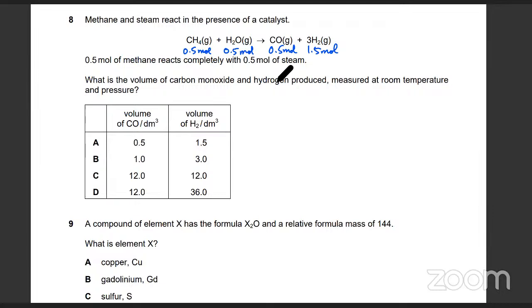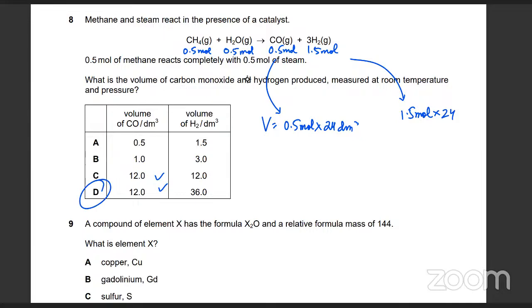So what is the volume of hydrogen produced at room temperature? How do you find the volume? What is the formula? Volume is number of moles multiplied by molar volume, since we are talking about gases. Molar volume is 24 dm cubed. So for 0.5 it's going to be 12 dm cubed. What's the volume of the hydrogen? That's 1.5 moles multiplied by 24, which is 36. Yes.